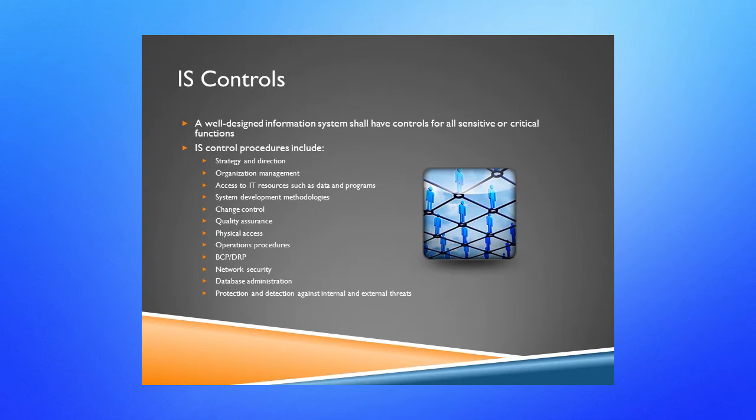Now, a well-designed information system should have controls for all of its sensitive or critical functions. Now, the IS control procedures would include things like strategy and direction. Again, remember, trying to keep in line with the business goals of the organization's management. Very important, especially in a reporting chain, to know basically who to go to if there's any escalation. There should be controls over access to IT resources, such as your data and different programs.